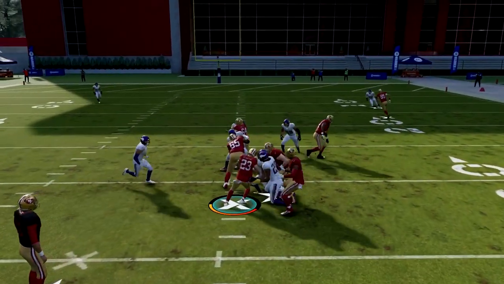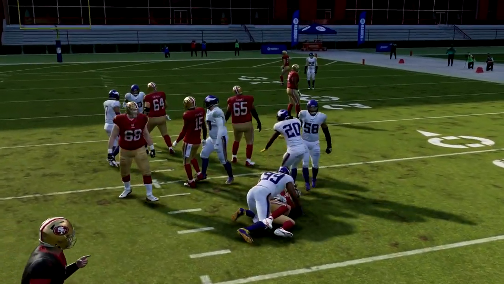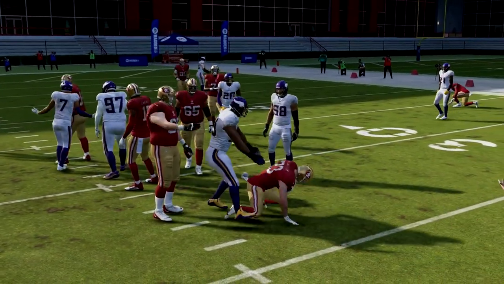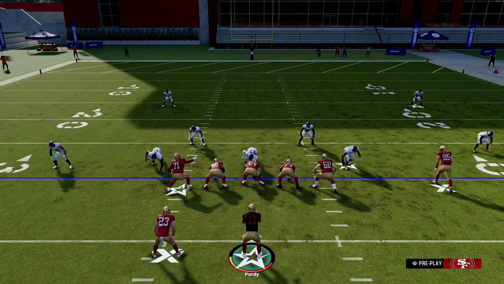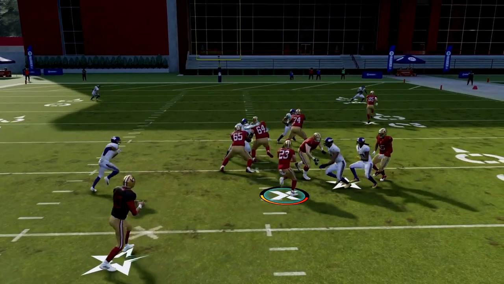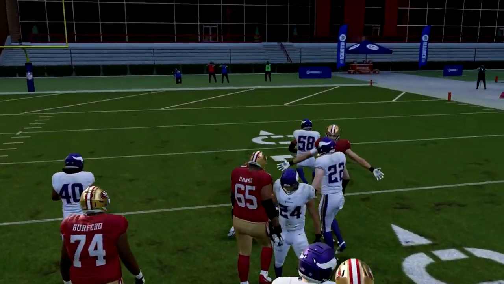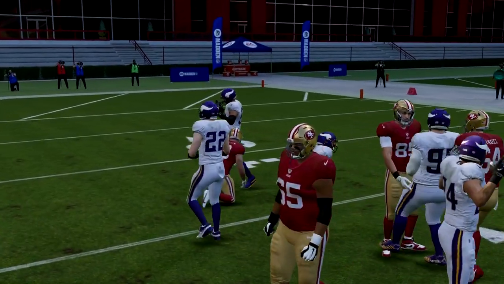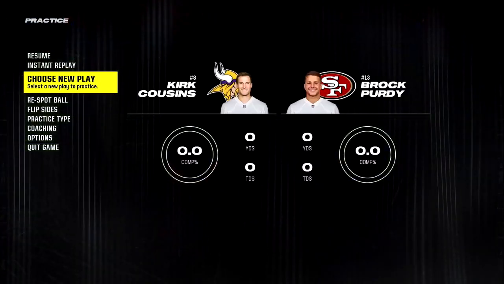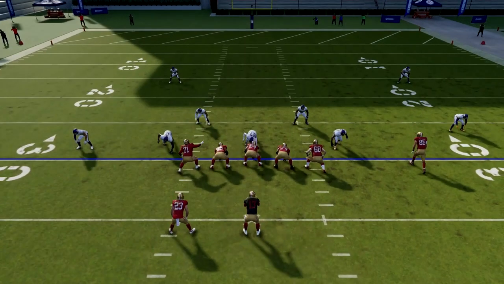If he blocks his man to the outside, we try to get it to the inside. If you go to the outside, that guy will tackle you. He takes his guy to the outside, we go to the inside. And that's how you run this off tackle. You always look at that tackle and you run it based on how he's blocking.